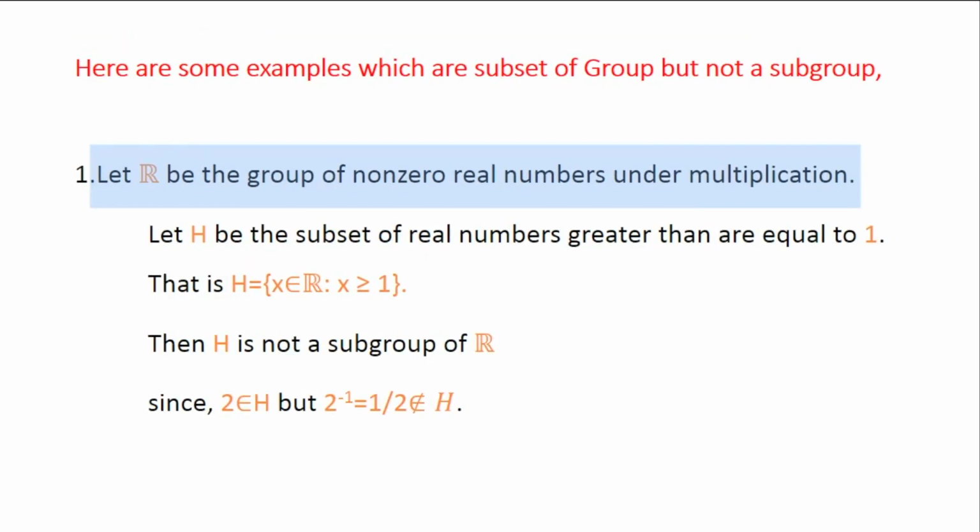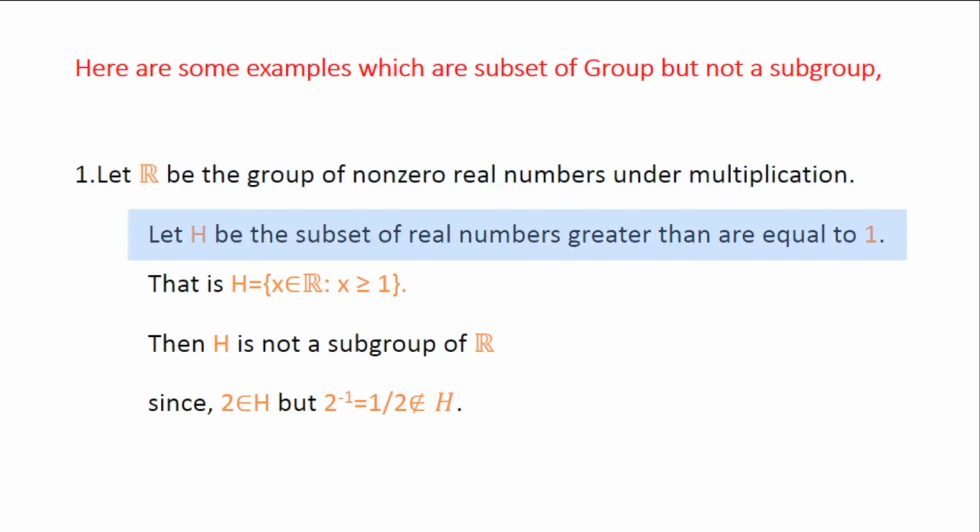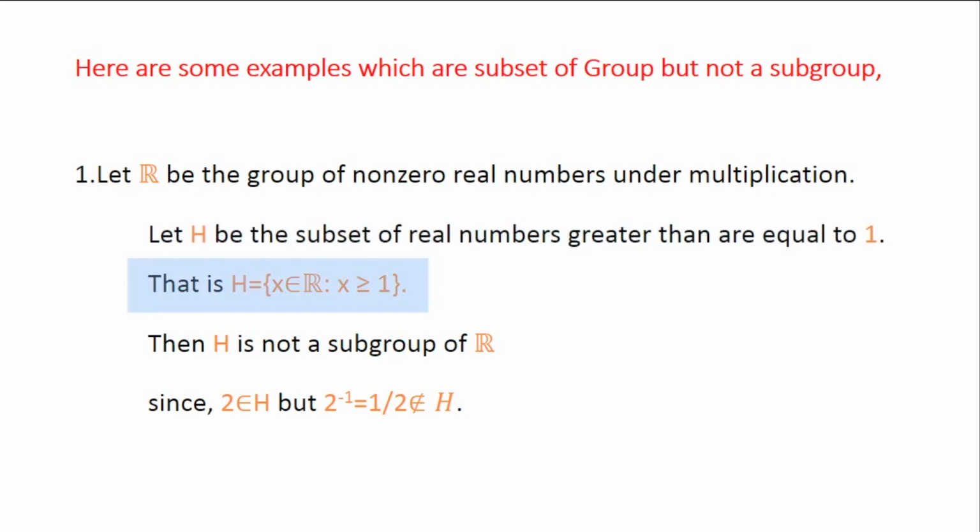Let R be the group of non-zero real numbers under multiplication. Let H be the subset of real numbers greater than or equal to 1. That is, H = {x ∈ R : x ≥ 1}. Then H is not a subgroup of R, since 2 is an element of H but 2 to the power -1, which is 1/2, is not an element of H.